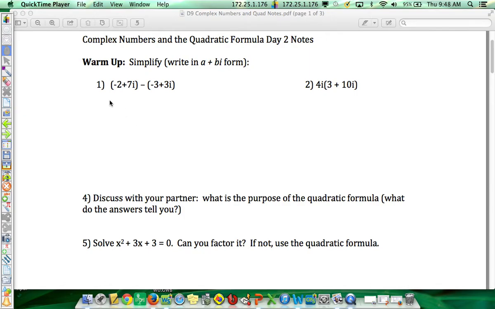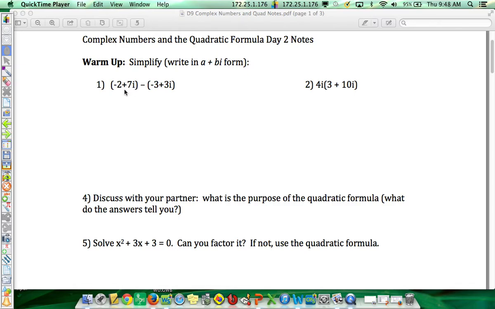Hi class, today we're going to be talking about complex numbers and the quadratic formula, day 2. So the warm-up for this lesson is just simplifying some of these expressions involving complex numbers.